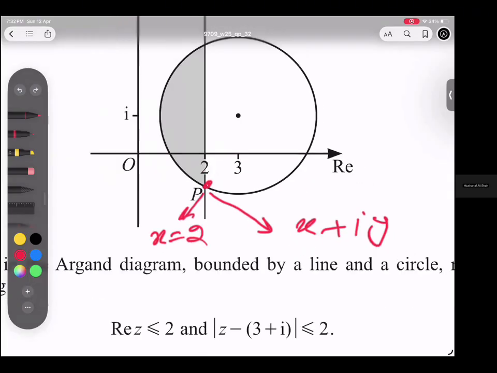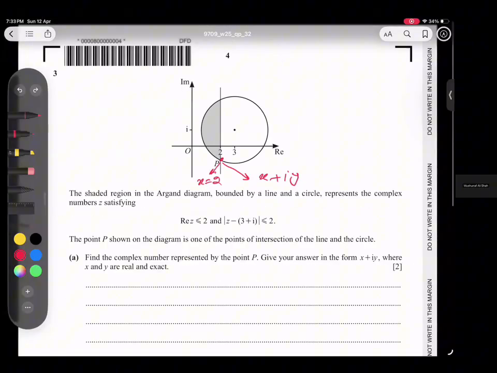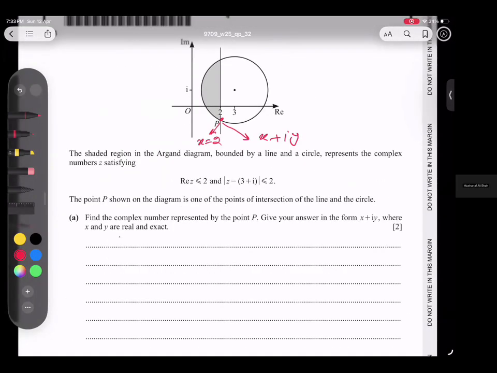Okay, so let's try to do it. First of all, we must know the center of the circle is (3, 1). So let me write 3 and 1. And the radius is 2. Basically we have done in O levels and AS level, (x minus a) whole squared plus (y minus b) whole squared is equal to r squared. And this formula we have done in AS level. So a is 3, b is 1, r is 2. So I'm going to plug in.